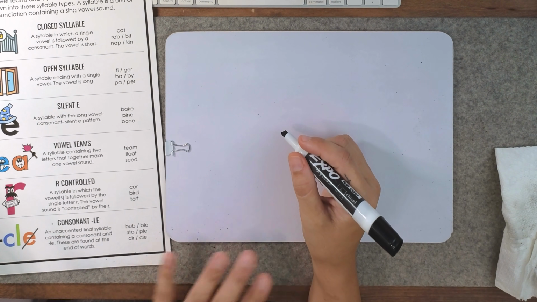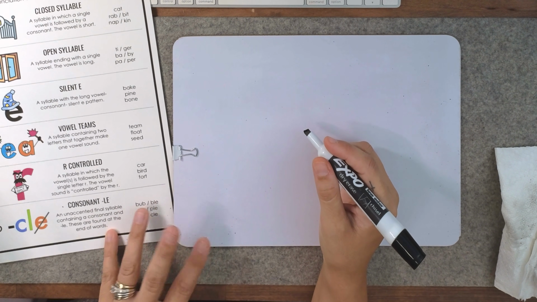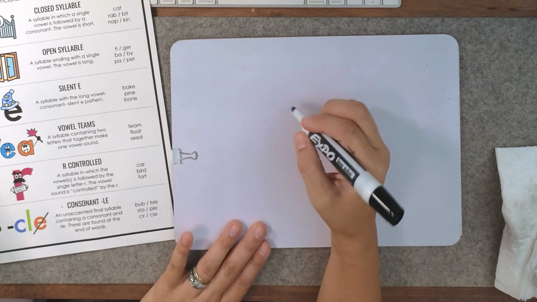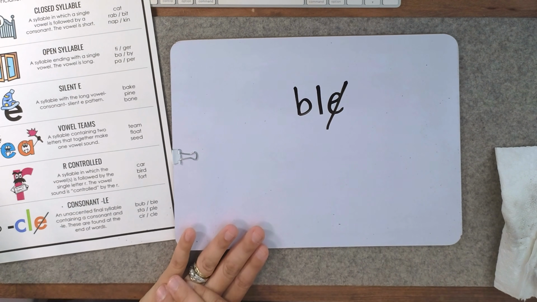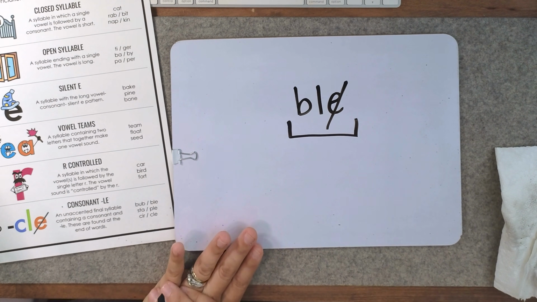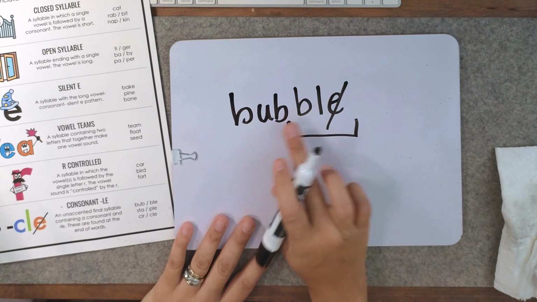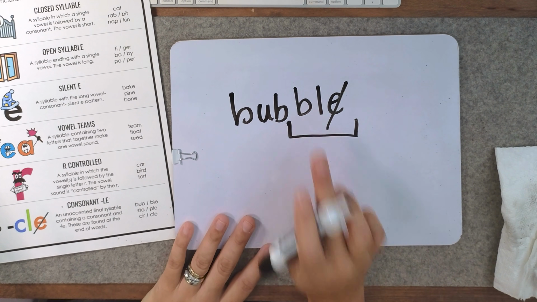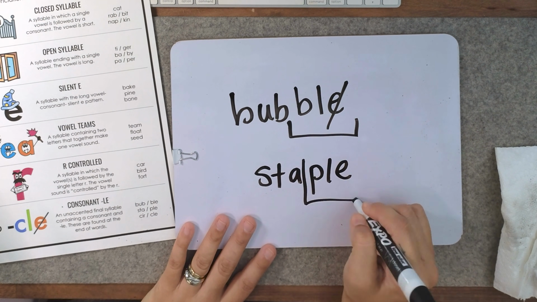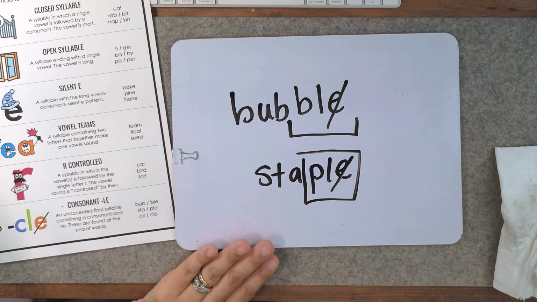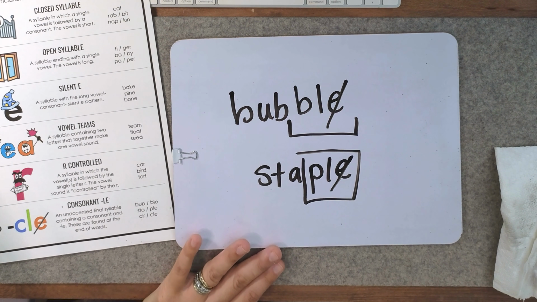So the last one that we're going to talk about is the consonant LE, which is an unaccented final syllable containing a consonant and an LE. Now, it's important to know that within a consonant LE, the E is going to be silent, but this will end up being its own syllable. So I give the example of bubble. So bub is one syllable and then ble is the second syllable. You have staple, so PLE is going to be my final, and that E is going to be silent. So you just hear the ul sound at the very end of these words.